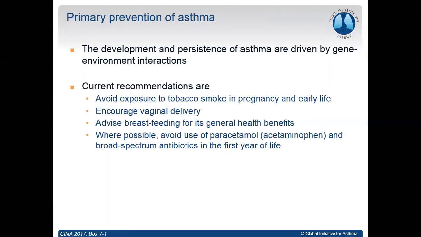Preventions: avoid tobacco smoke, and promote breastfeeding, and avoid NSAIDs during the first year of life. So this is the primary prevention of asthma. Okay.